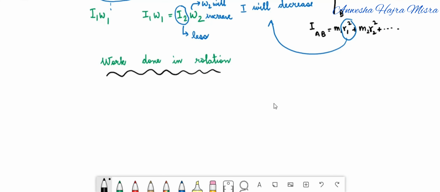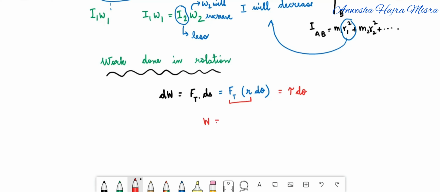Now, when a body rotates, the small work done dW is the tangential force into displacement ds. Now ds can be written as r d theta. Now tangential force into r is nothing but torque. So this can be written as torque into d theta.